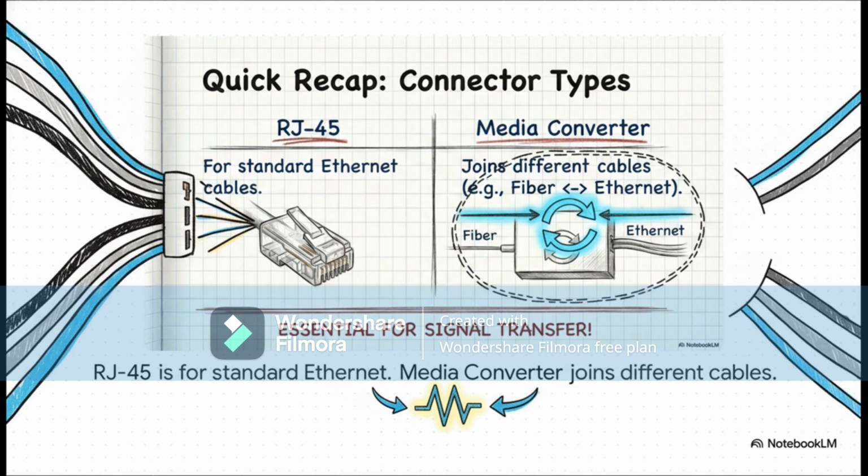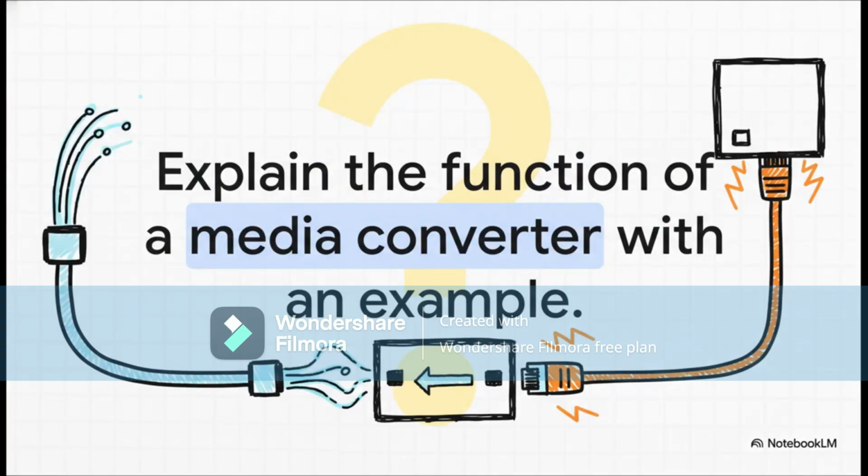Its job is more specialized. It connects two different types of cables, like fiber and Ethernet. The big takeaway here is this: RJ45 is for standard connections, media converters are for translations, but both are absolutely essential for transferring that signal. And speaking of exams, here's a question that could pop up.